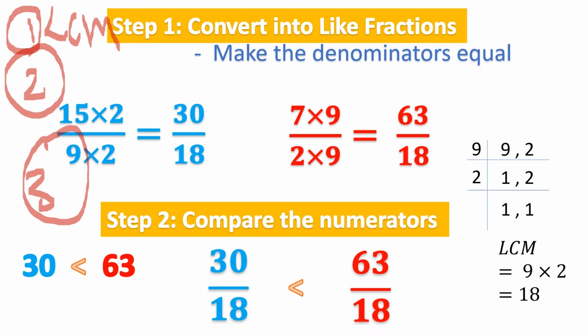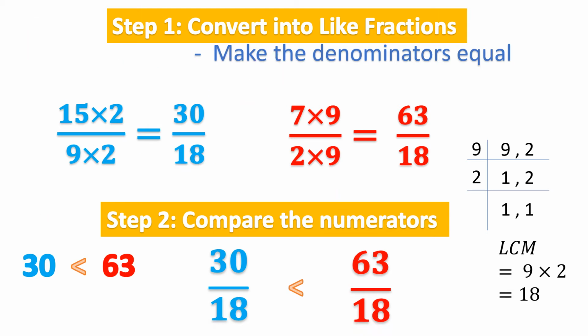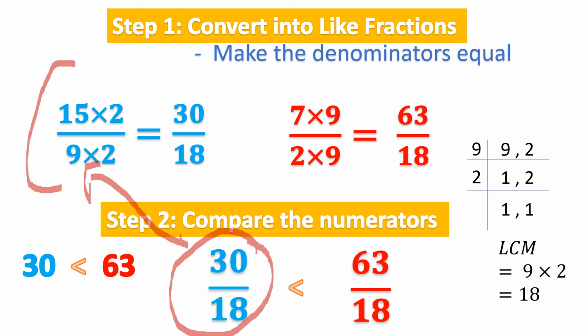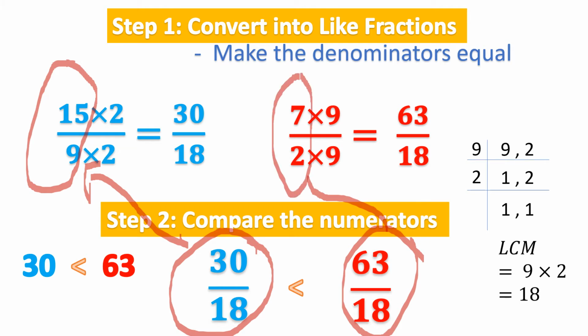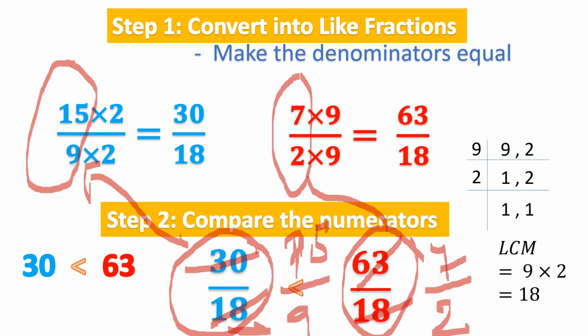Now you can see that this 30 by 18 is the same as what? Is the same as 15 by 9, right? Equivalent fraction. So it's the same as 15 by 9. And the 63 by 18 is the same as 7 by 2, right? So therefore, in place of 30 by 18, I can write 15 by 9. And in place of 63 by 18, I can write 7 by 2. Why? Because when I cut it with 2, I get 15 by 9, and here when I cut it with 9, I get 9 sevens are 63, 9 twos are 18. So 7 by 2 and 15 by 9, right? So that's why I can write in place of them, right?